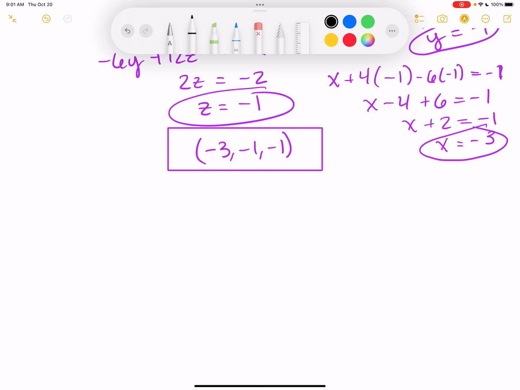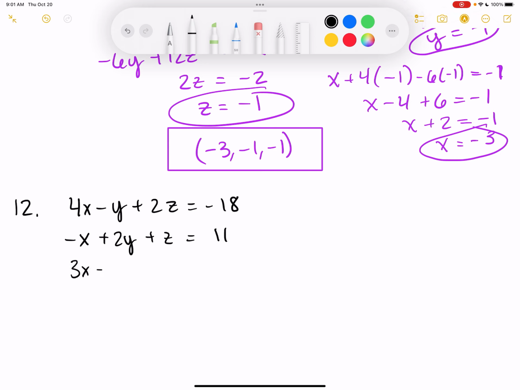All right, number 12. We've got 4x minus y plus 2z equals -18. We've got -x plus 2y plus z equals 11. And we've got 3x plus 3y minus 4z equals 44.